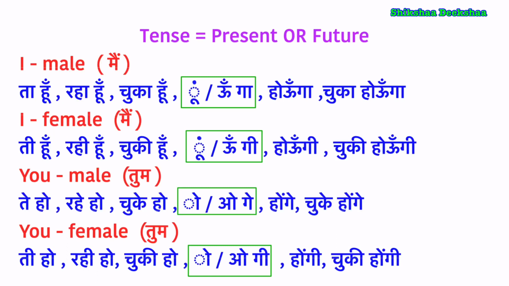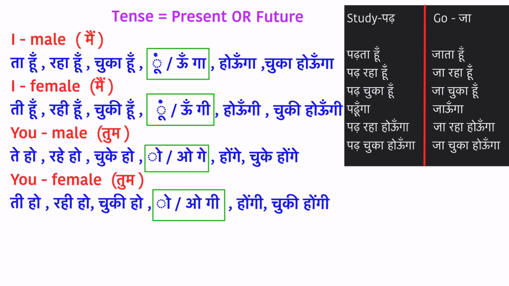All these words written in blue are either suffixes to the main verb or helping verbs that come after the main verb. Now let's start. When the subject is I or you, singular male or female, and the tense is either present or future, then we use these helping verbs after the main verb. Let's understand it with examples. We have two verbs here. Study means padh and go means ja.